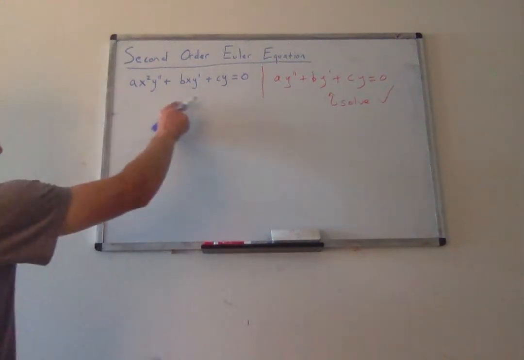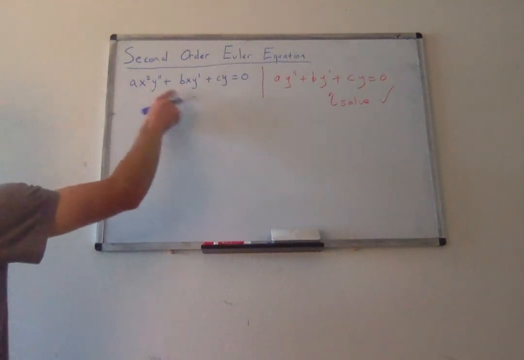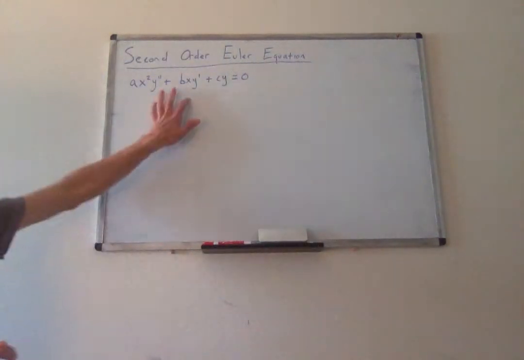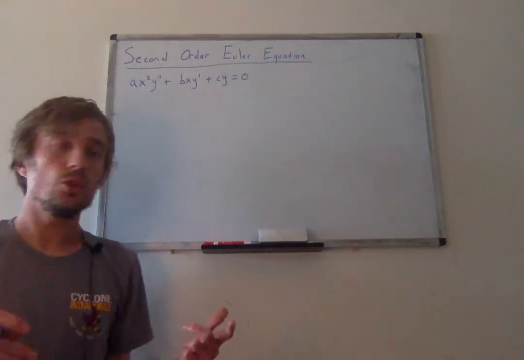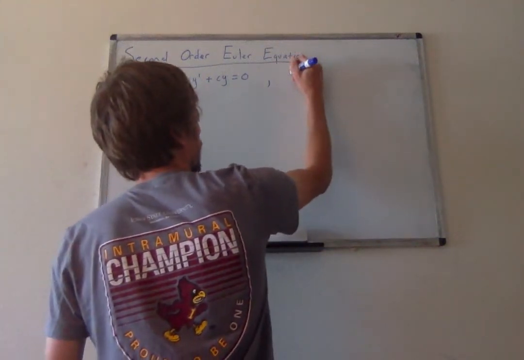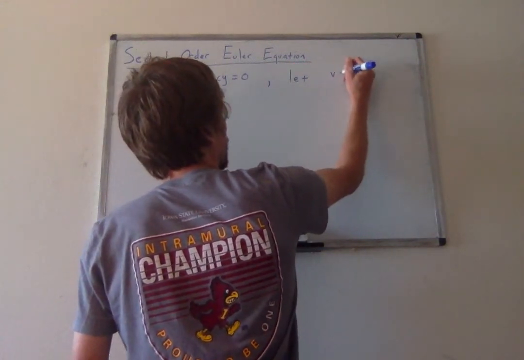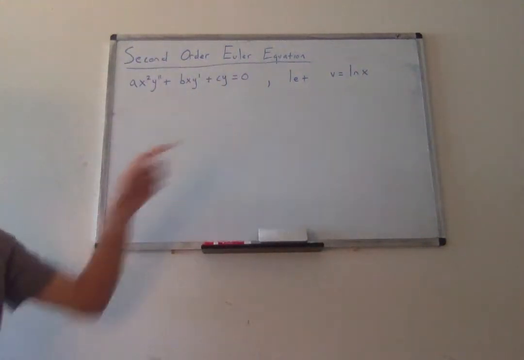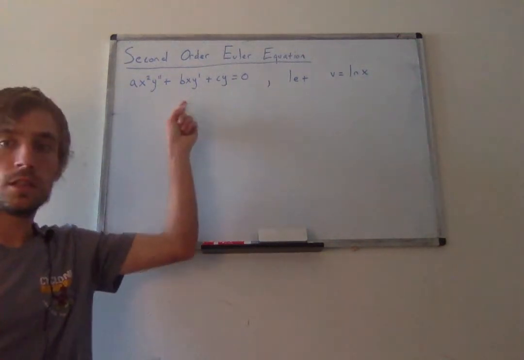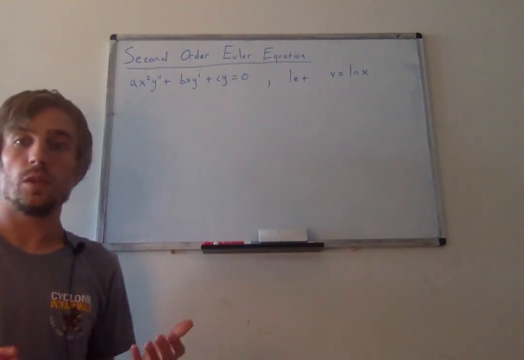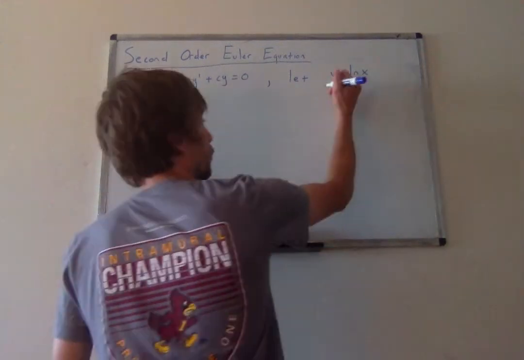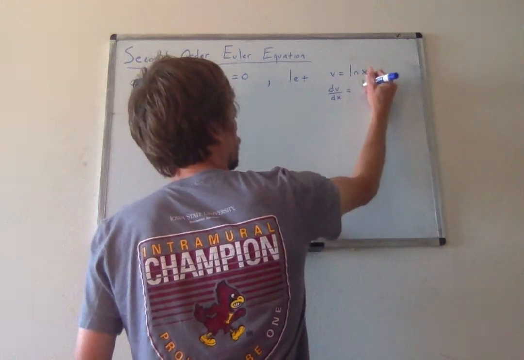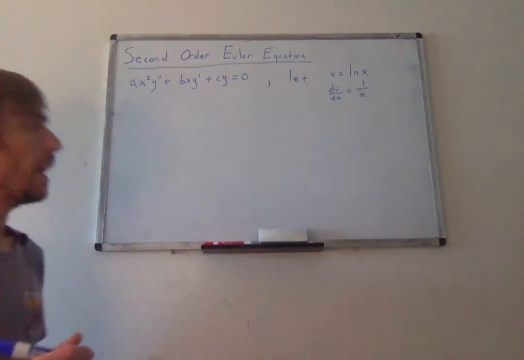So a second order Euler equation almost looks like this, but it's got a few more x terms thrown in there. But for this type of equation, what we're going to do is make a substitution. Namely, we're going to let v equal the natural log of x. And our goal is to make this substitution in order to transform this into a second order equation with constant coefficients. So if I make this substitution, I know that dv dx is equal to 1 over x.